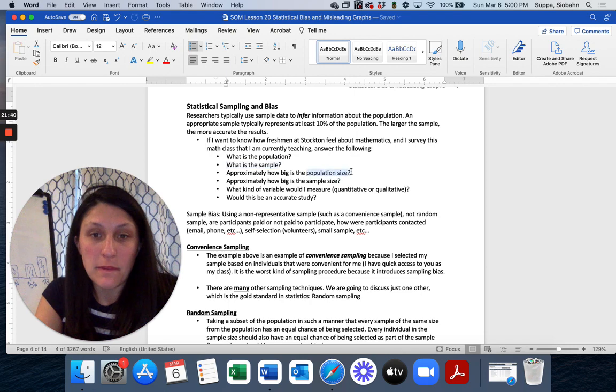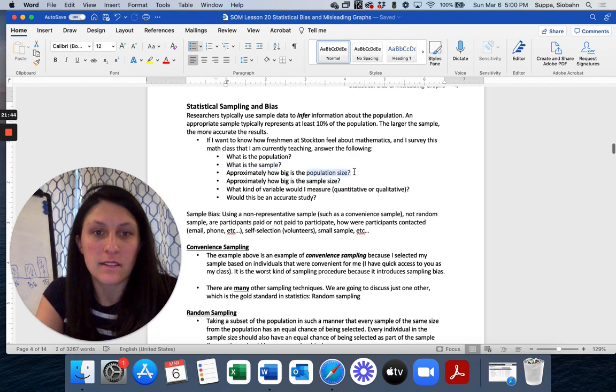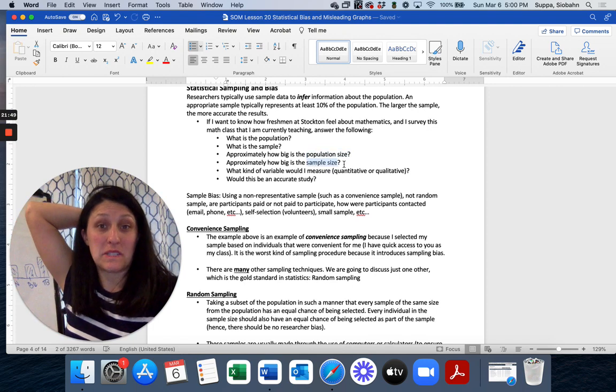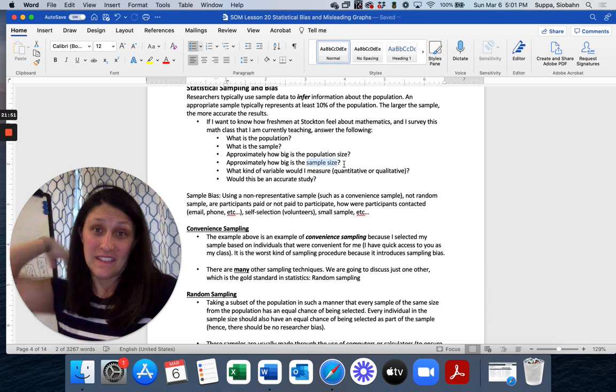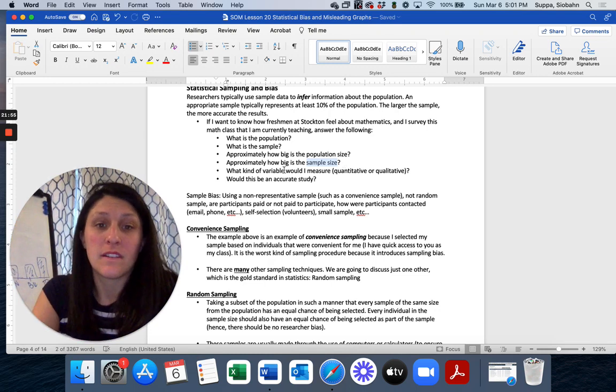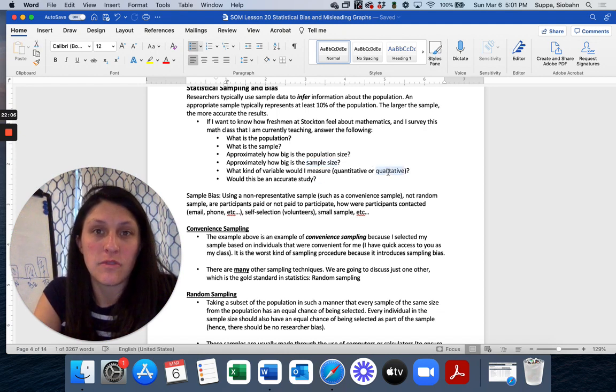How big is the population? I don't know, maybe 3,000 max, 3,000 freshmen at Stockton. How big is the sample size? It depends. How many of you are going to participate in my study here? So let's say 20 of you are probably going to participate. What kind of variable might I measure? So if I want to know how you feel about math, and I just say, how do you feel about math? That would be a qualitative variable, because I'm asking you to give an answer in words to describe your feelings.